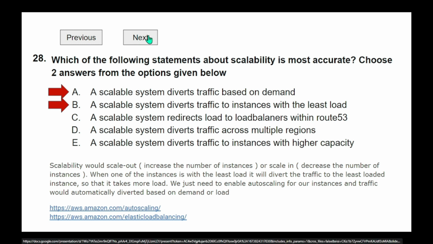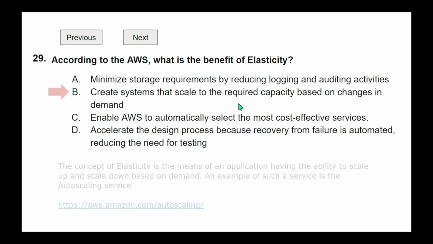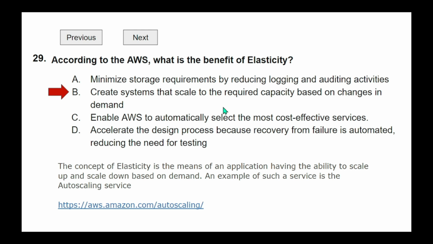Question 29. According to AWS, what is the benefit of elasticity? Option A, minimize storage requirements by reducing logging and auditing activities. Option B, create systems that scale to their required capacity based on changes in demand. Option C, enable AWS to automatically select the most cost-effective services. Option D, accelerate the design process because recovery from failure is automated, reducing the need for testing. So the answer becomes option B, create systems that scale to the required capacity based on changes in demand.